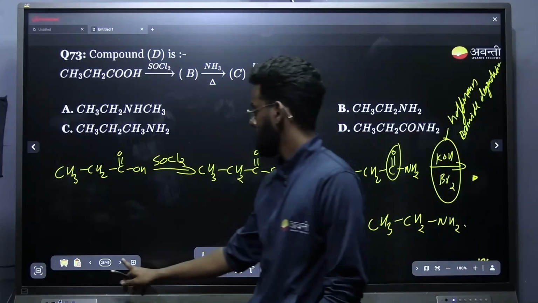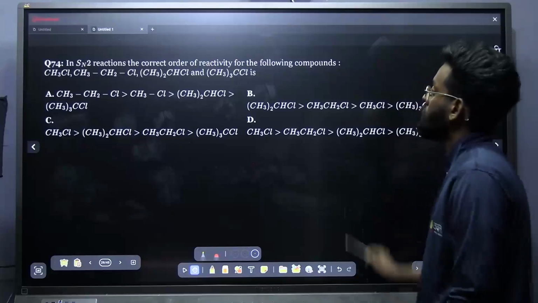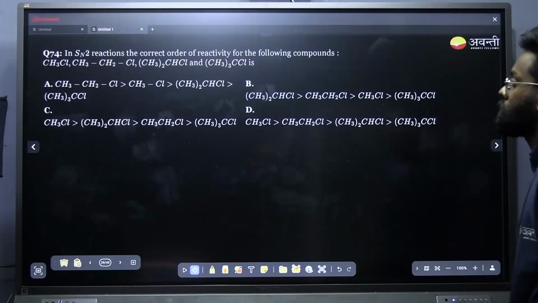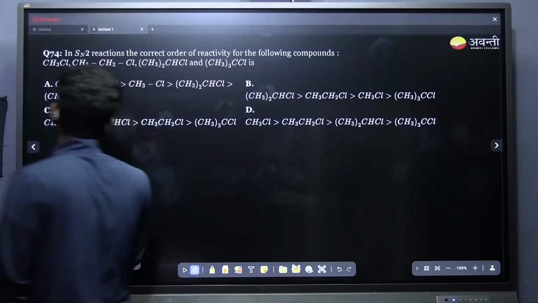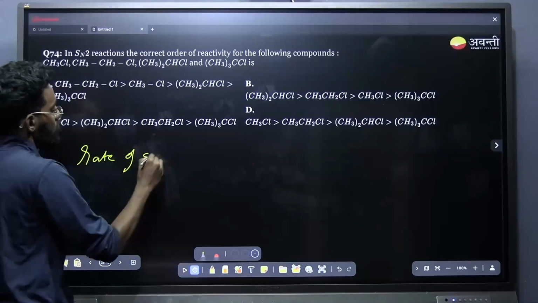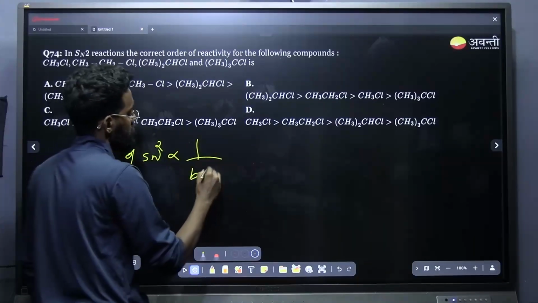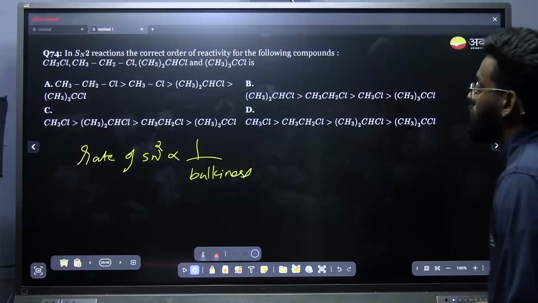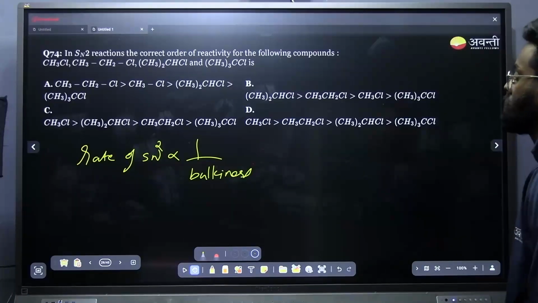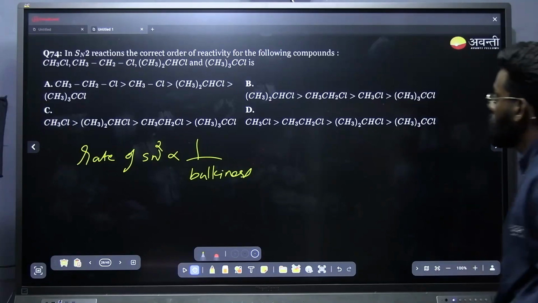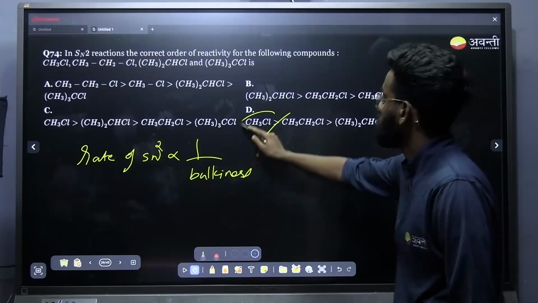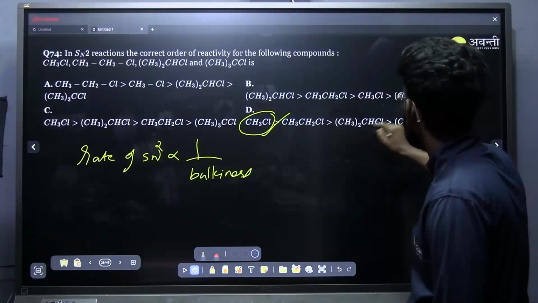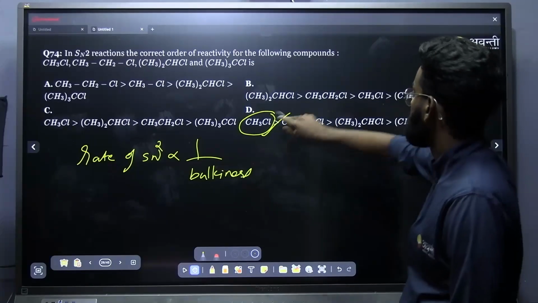Yes. Another question. In SN2 reaction, what is the correct order of reactivity? The rate of SN2 is inversely proportional to the bulkiness. Among these, the one that is bulkier has a lesser rate, and the one that is less bulky has a higher rate. What is the answer? Option D is the answer. CH3Cl is the least bulky, then primary alkyl halide CH3CH2Cl, then secondary, then tertiary. So the order goes from primary to tertiary.